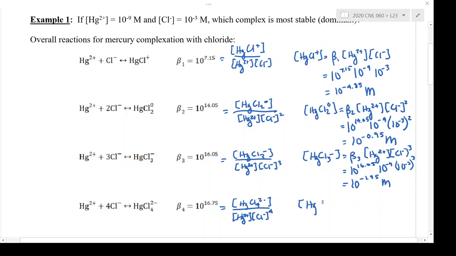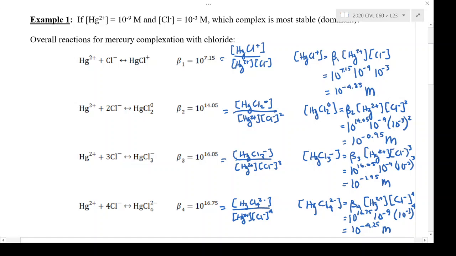And then our last one, HgCl4 2-, is equal to beta 4 times mercury times chloride to the fourth. And this is 10 to the 16.75 times 10 to the minus 9 times 10 to the minus 3 to the fourth. And then our answer is 10 to the minus 4.25 molar concentration.